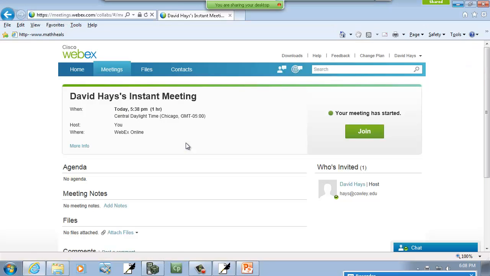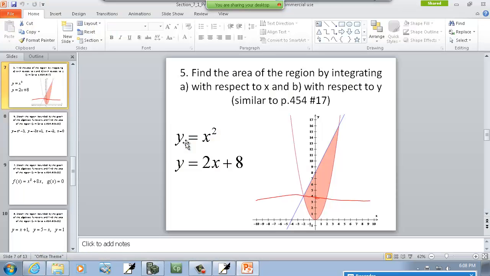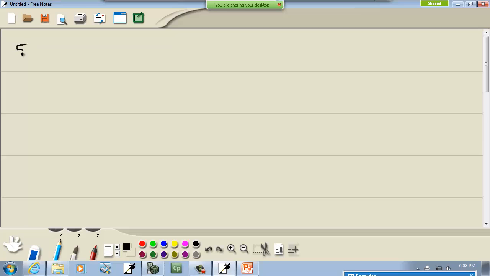Okay. There we go. 5. So we got y is equal to x squared, and y is equal to 2x plus 8.